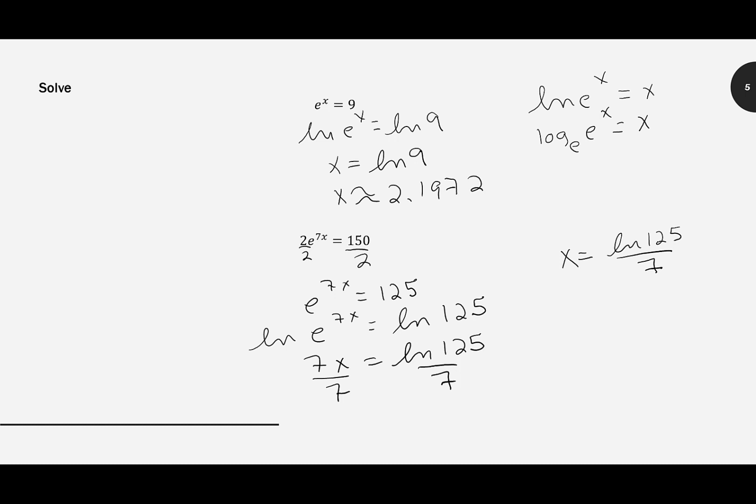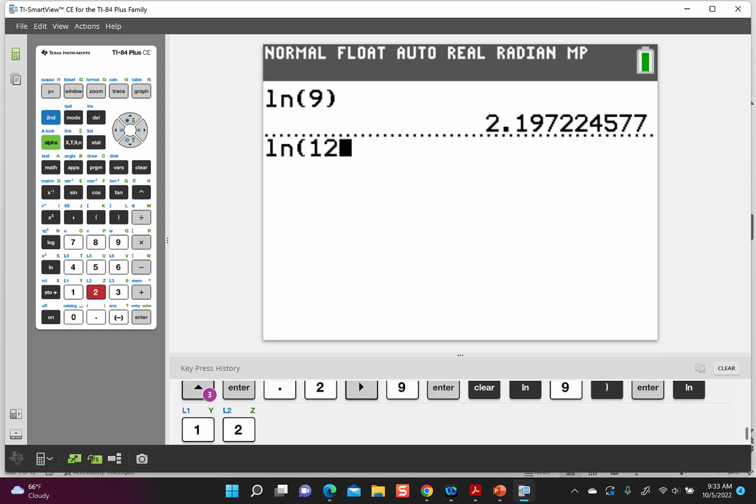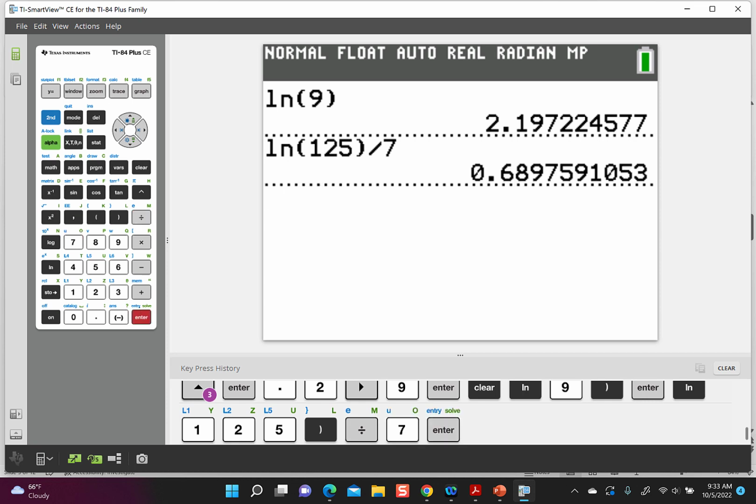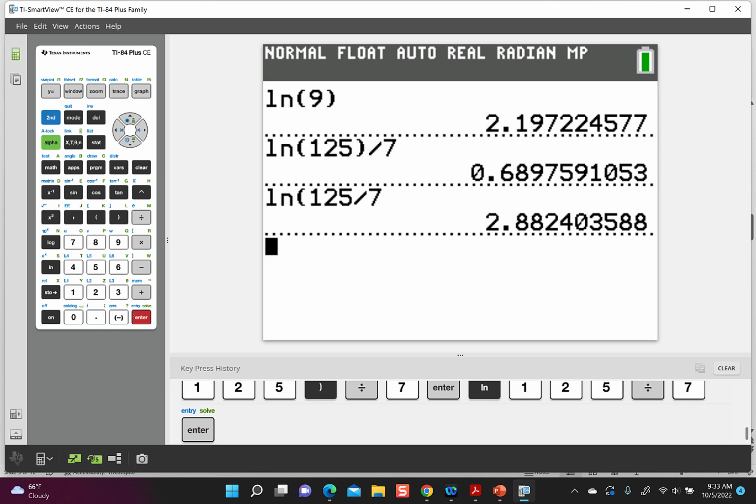Let's put that in our calculator, get an approximation. Let's try it here. I have the natural log of 125. Super important that you close the parenthesis before you say divide by 7. This gives us an answer of 0.68975, but I'm going to round that up to 0.6898. Now watch, if I go back to ln, and I put 125 and I forget to close the parenthesis and I divide by 7 and push enter, totally different answer.